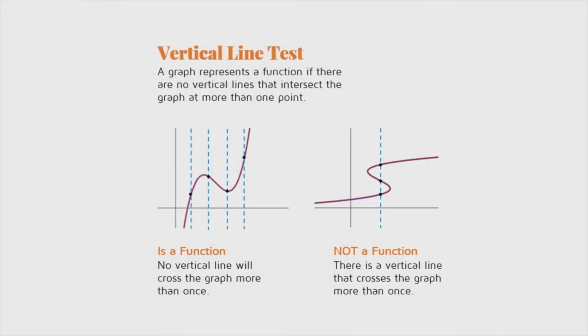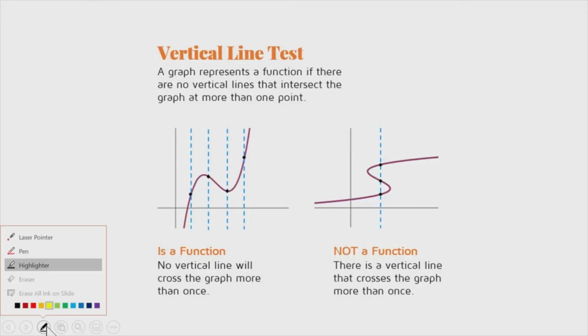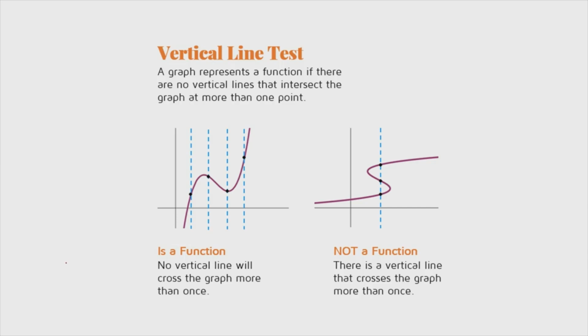Now, before doing this question, let's first understand all the topics which were mentioned in the options. The first thing: what is the vertical line test? The vertical line test is done to understand whether the graph is a function or not. A graph represents a function if there is no vertical line that intersects the graph at more than one point.